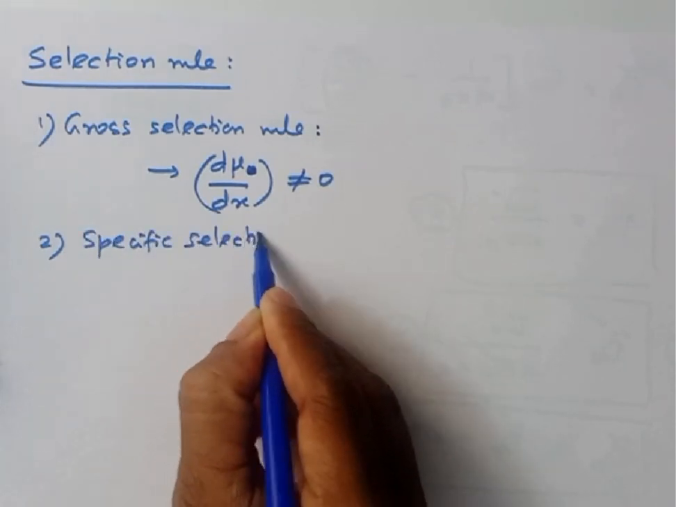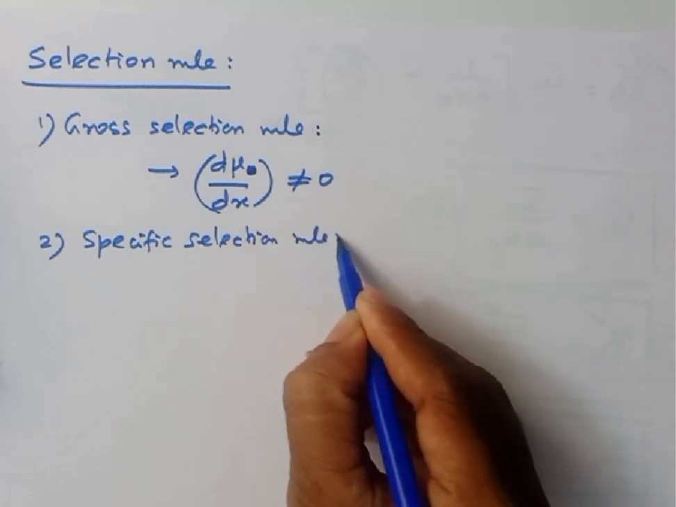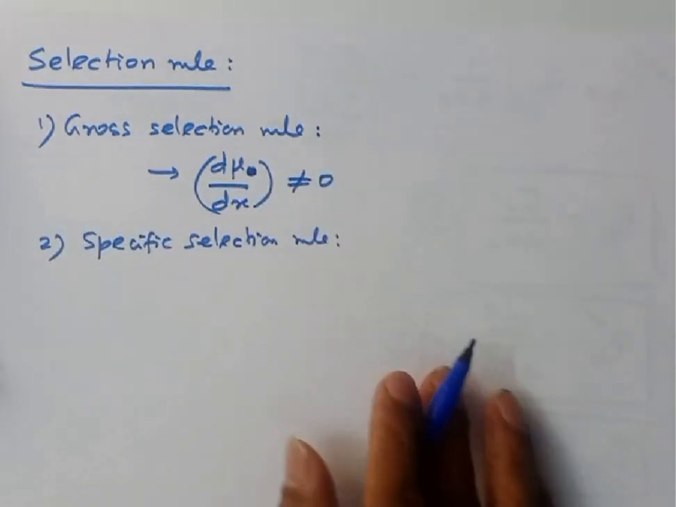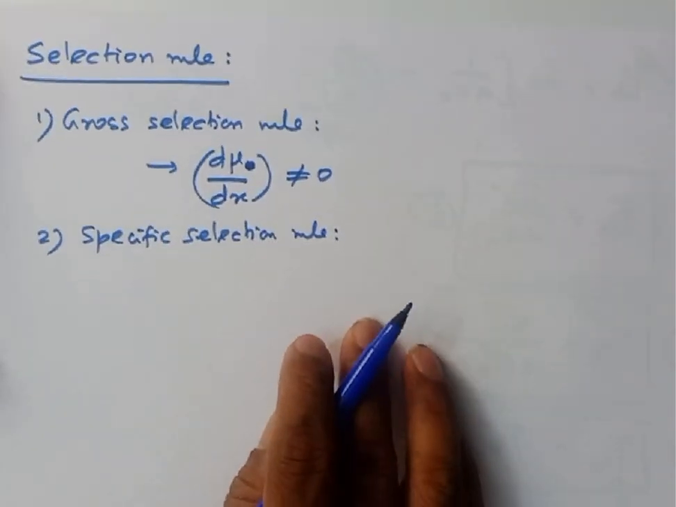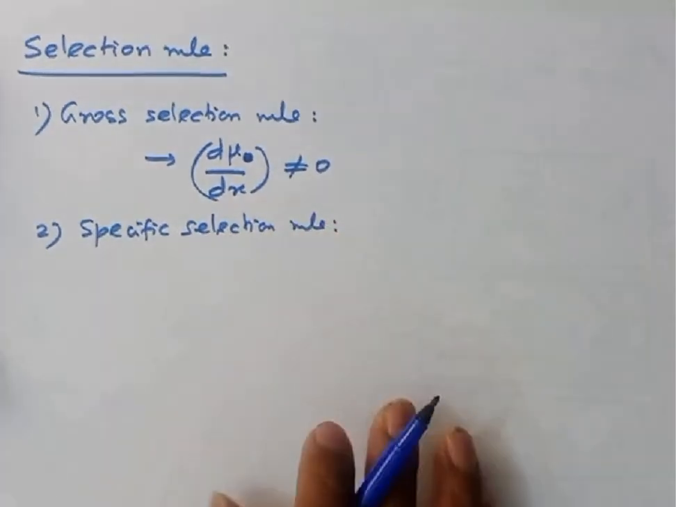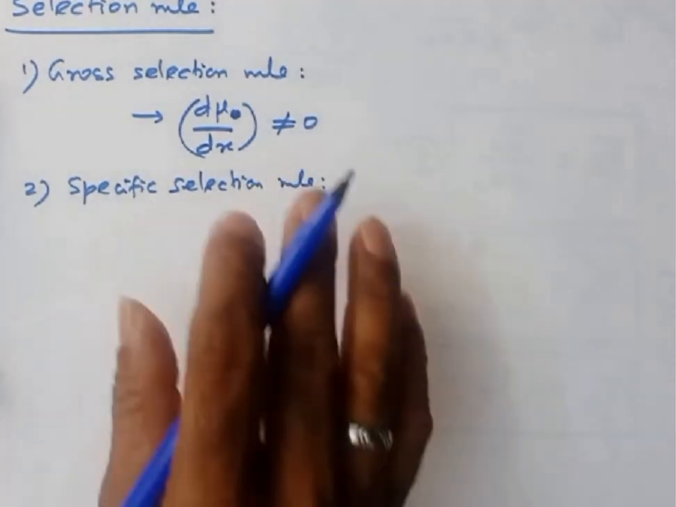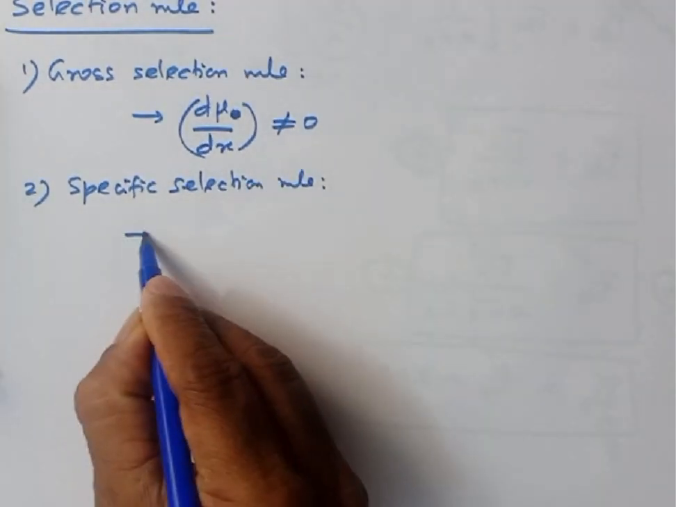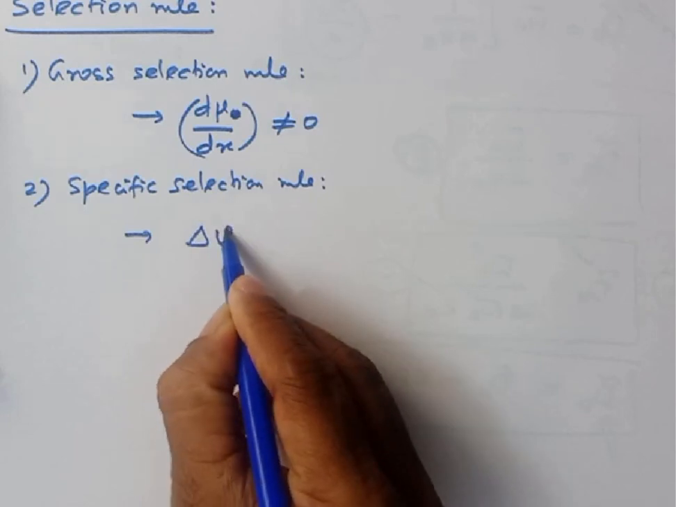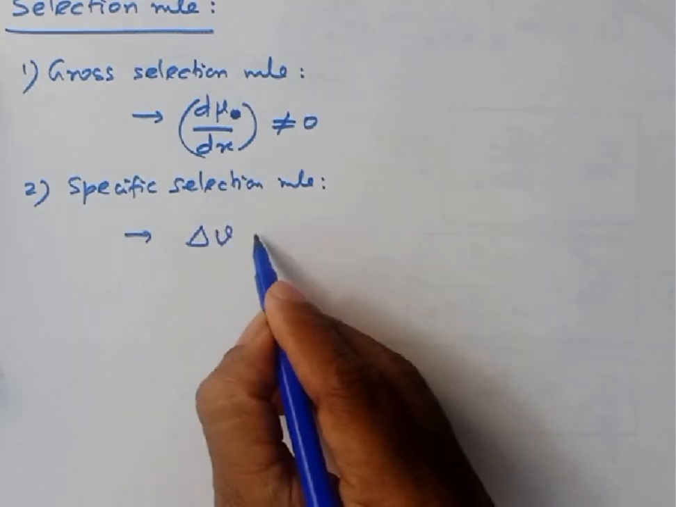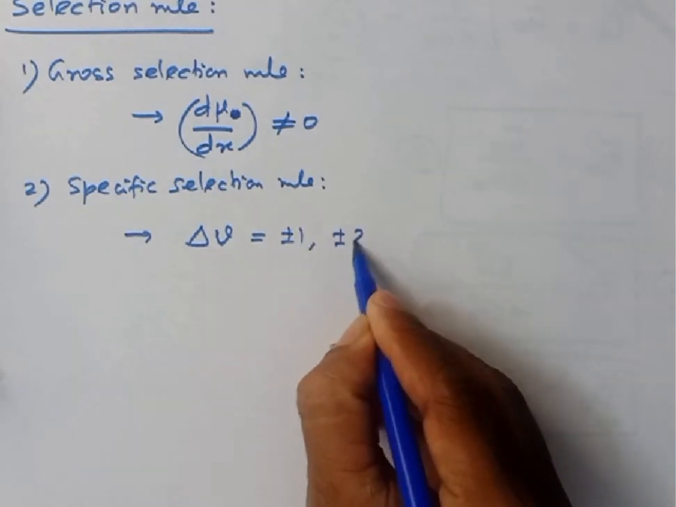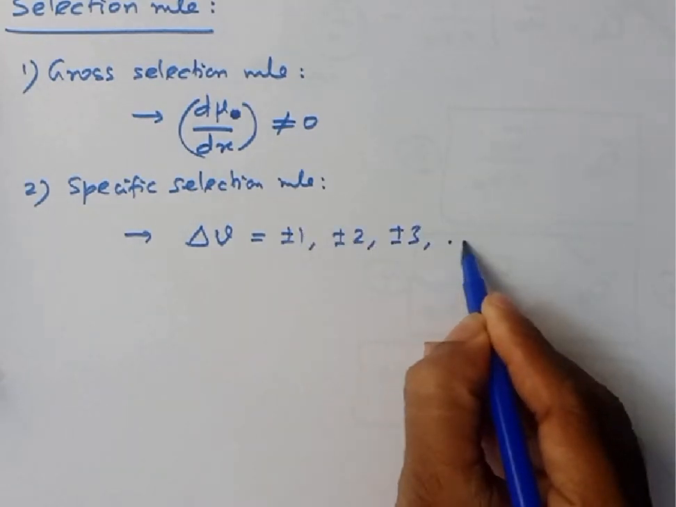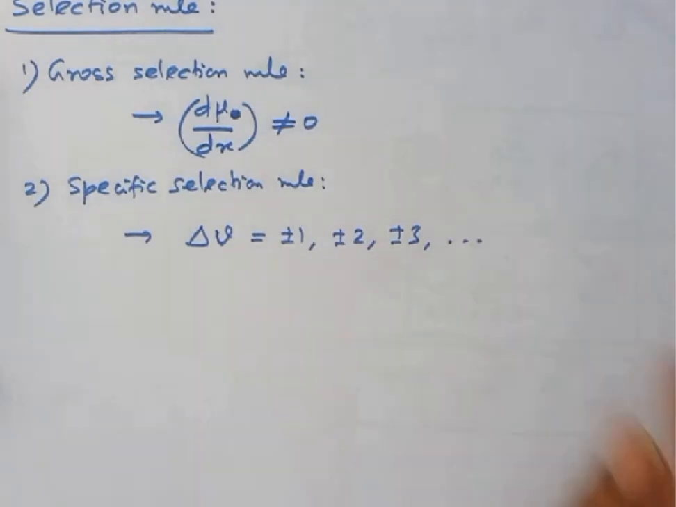The specific selection rule, which we can obtain from quantum mechanics by finding the transition moment integral, I'm not going to do here. I'm going to give you the final result. The specific selection rule says that delta V, the change in vibrational quantum number, should be plus or minus 1, plus or minus 2, plus or minus 3, etc. All these transitions are allowed.